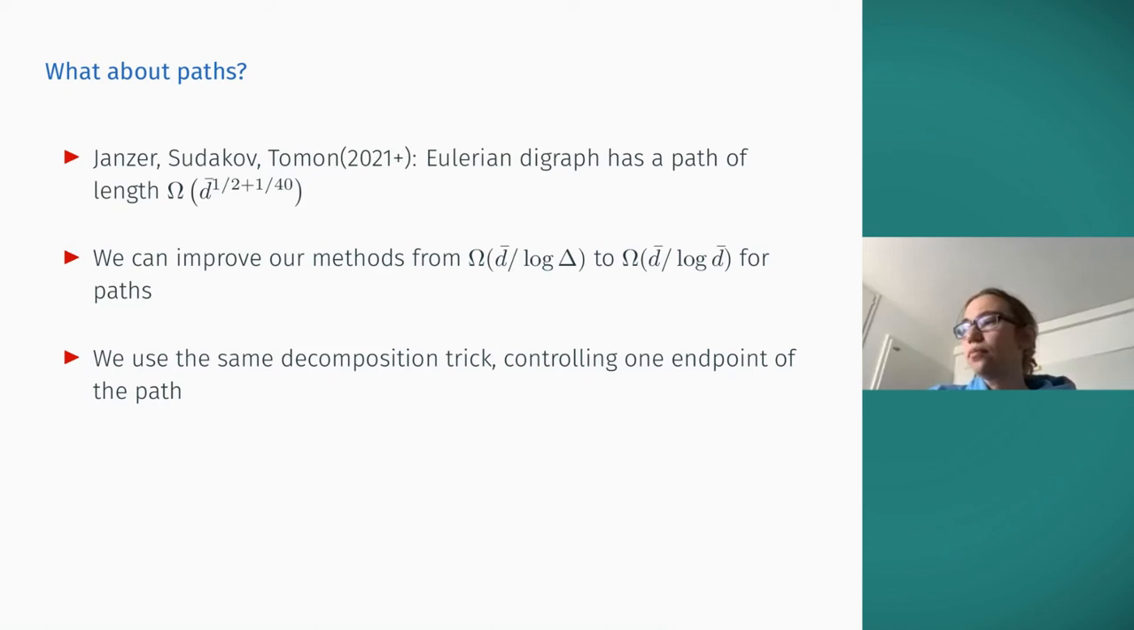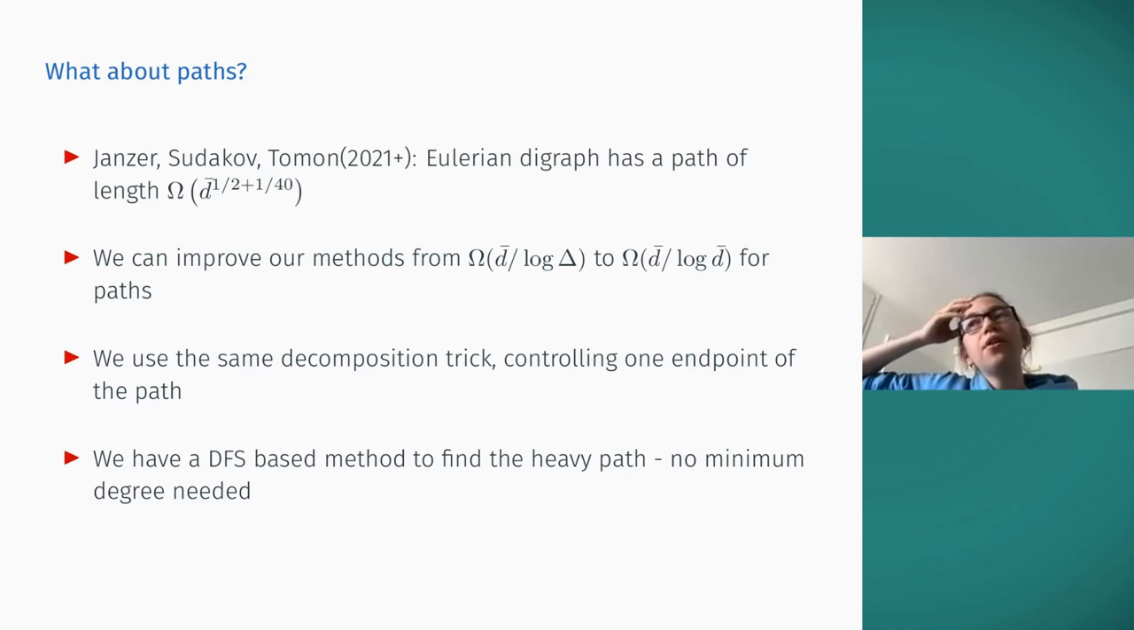And why paths? Where can we do this improvement for paths? I think the main point is that finding paths is actually significantly easier than cycles. In particular, the methods we use for pathfinding are quite different from the cycle finding method, in the sense that we use some DFS-based approach to find this heavy path.